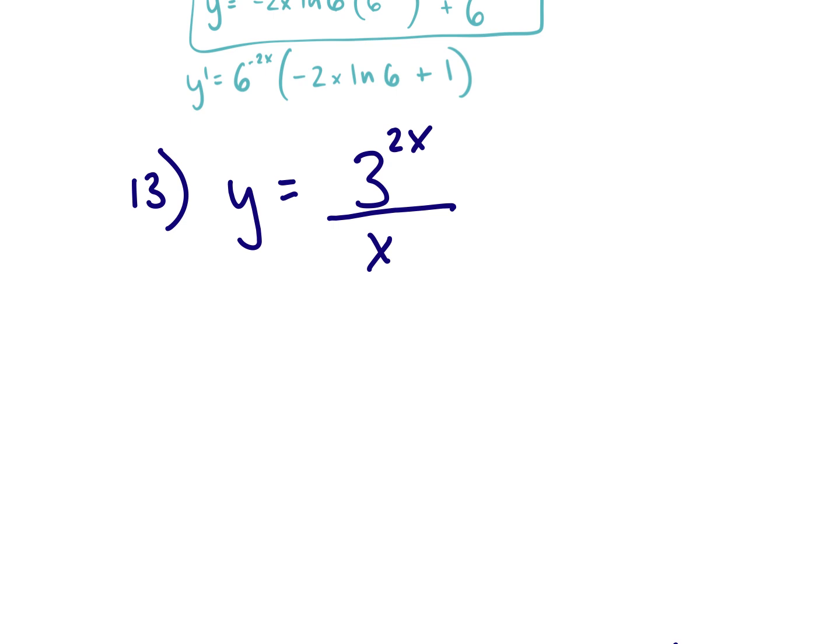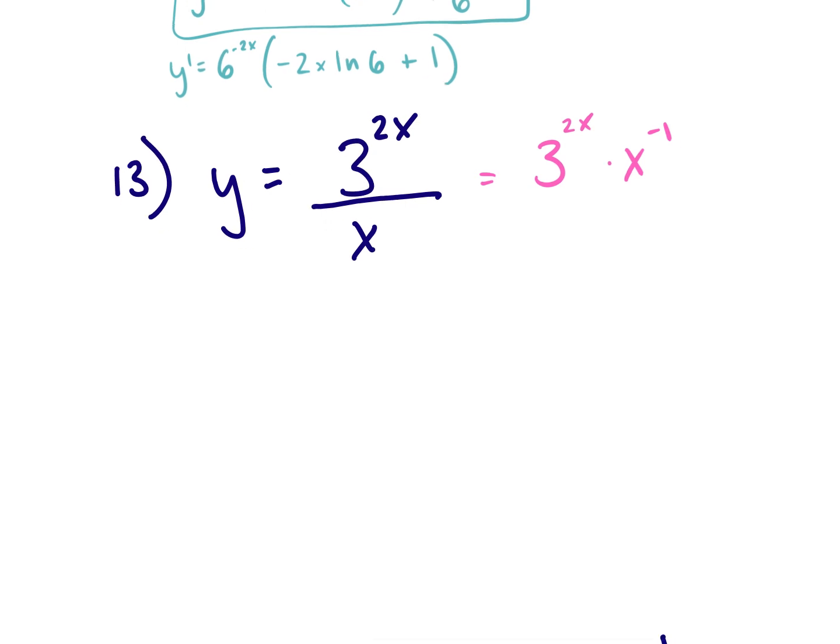What would we have to do for 13? You could do the quotient rule. Personally, I like doing the product rule better, so I would change this to be 3 to the power of 2x times x to the power of negative 1. That way I could do the product rule. But you could do it either way. Quotient rule, you'll get the same answer. Do you want to see the quotient rule? Or do you want, okay, we'll do the product rule.